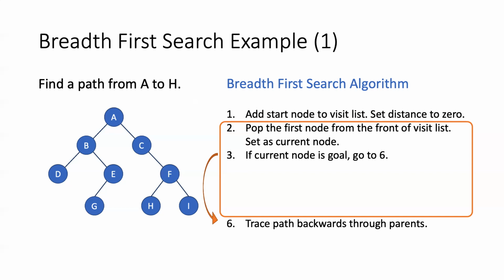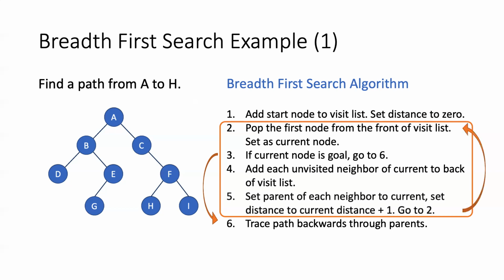If our current node is not the goal node, then what we're going to do is add each unvisited neighbor, each node that shares an edge with our current node but has not been visited before, and we're going to add that to the back of our visit list. Once we do that, we can set the routing for each neighbor as the parent. So we can say the current node is now going to link back to our route, and then we're going to add 1 to that neighbor's distance, and that's going to give us a routing table, right?